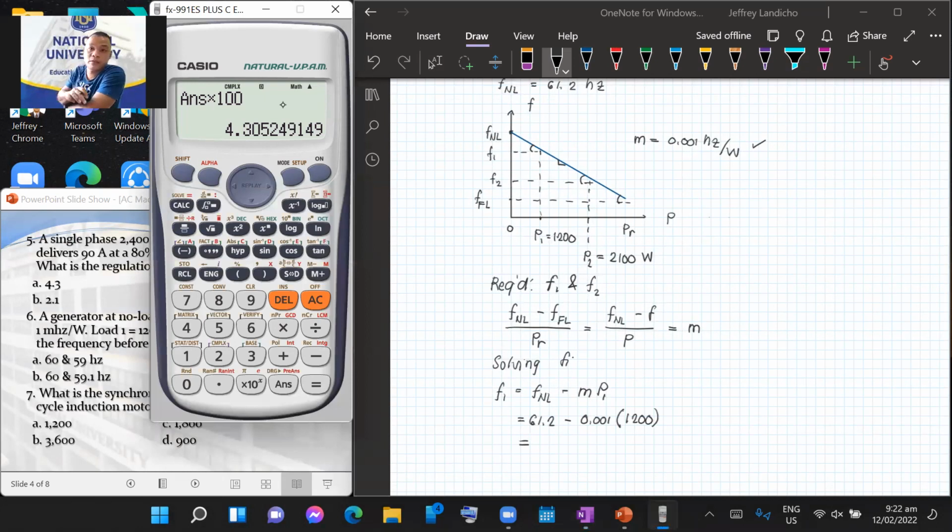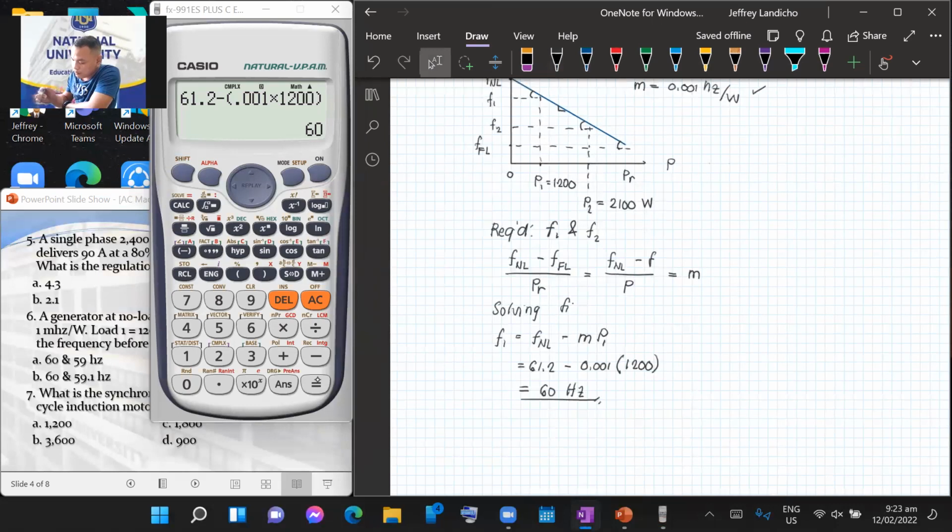So, this will be the operating frequency before adding 900 watts of load. So, 61.2 minus 0.12001 times 1,200. So, you have 60 hertz. Okay? So, therefore, solving F1 and F2, same formula: F2 is the no-load frequency minus the load multiplied by P2.